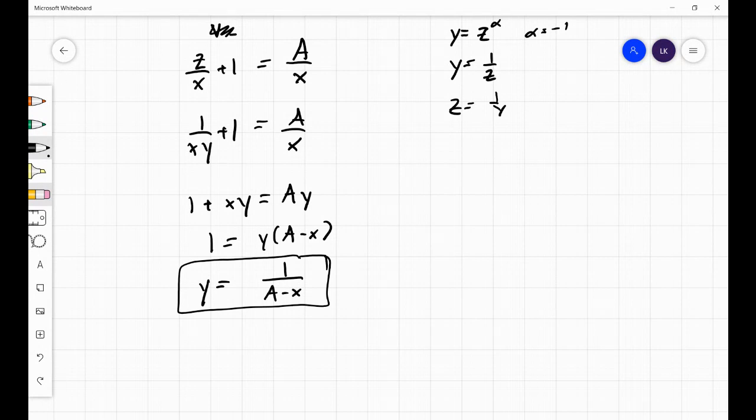Okay, so that was an example of where we took our non-homogeneous differential equation, which was written in differential form this time. And after trying the substitution, where y is replaced with z to some power alpha, we found that if we let alpha equal -1, we got a homogeneous differential equation.